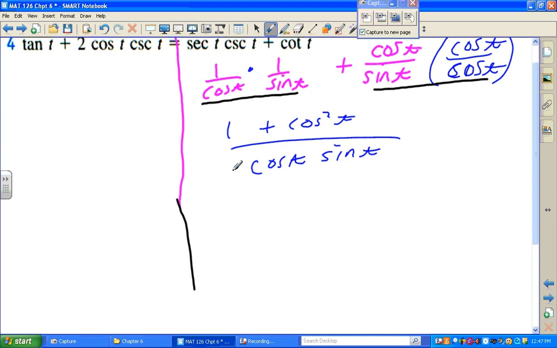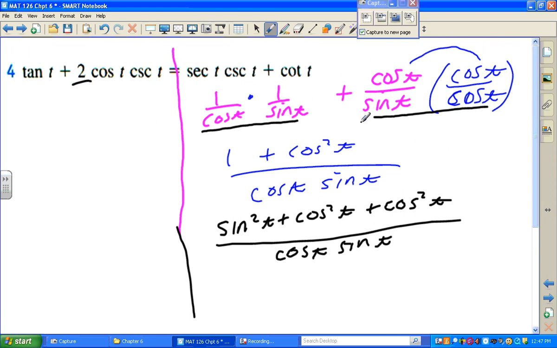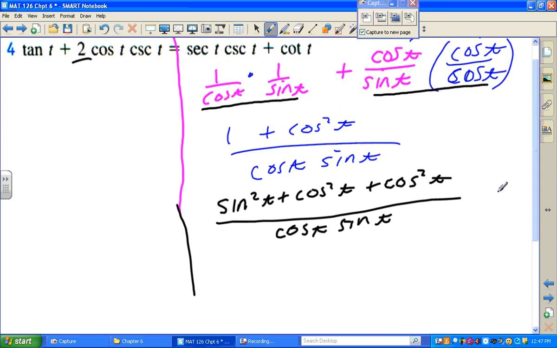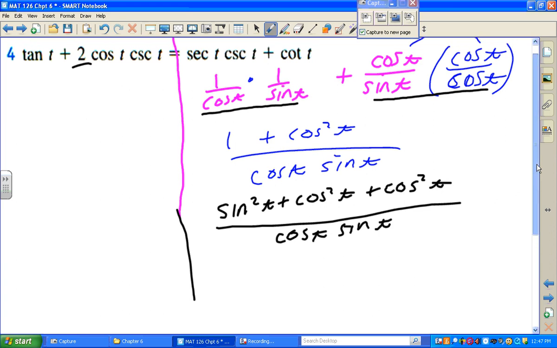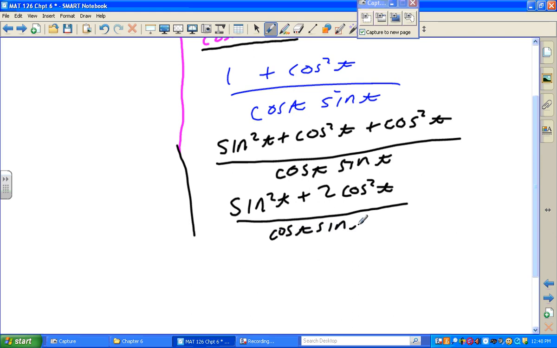Sure you can. Change 1 to sine squared. Why would that be a good thing to do? Well, you could add the cosine squared. You can get 2 of them out of it, and then you'll eventually be getting close to getting a 2. Nice. I like these. Now wait a minute. Now we get our 2. Sine squared plus 2 cosine squared over cosine t sine t.